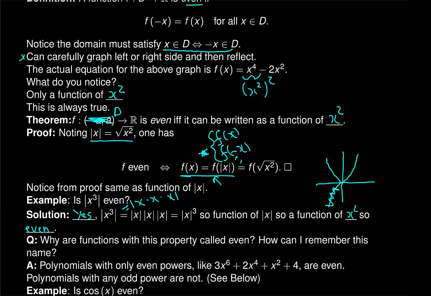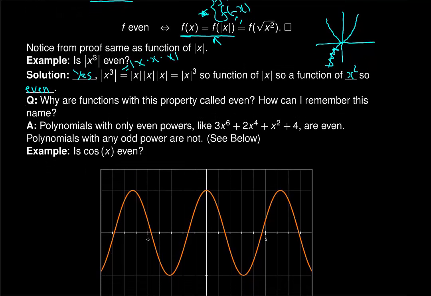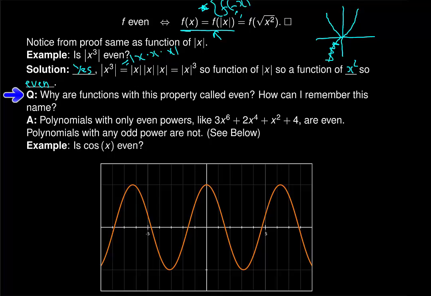Another question a lot of students ask is, why do we call this property even? Even doesn't sound like reflection. So why is this called even? And also, does it have anything to do with even numbers? And indeed it does. And this is one of the ways that we can remember this. The answer really is through polynomials. Polynomials with only even powers are even. So here's an example. 3x to the 6, that's the power of 6, it's even. Plus 2x to the 4, 4 is even. x squared, 2 is even. Plus 4, which is really 4 times x to the 0. x to the 0 is 1, but 0 is also even. So polynomials with even powers are even. Polynomials with an odd power are not even, as we'll explain later.